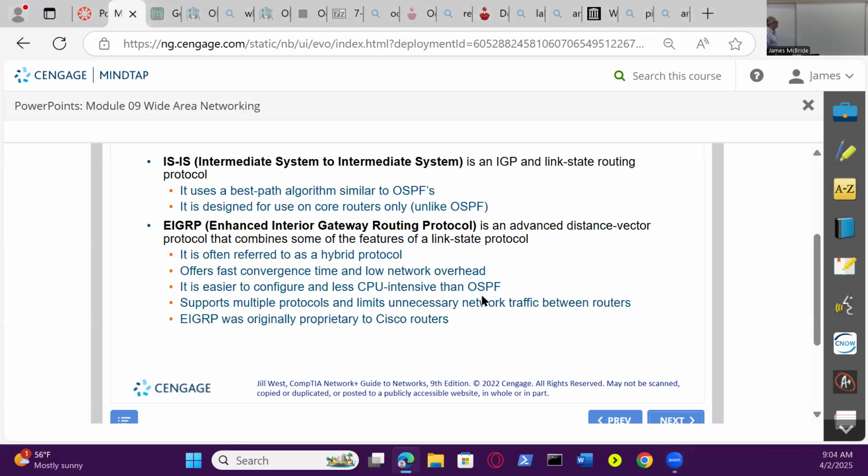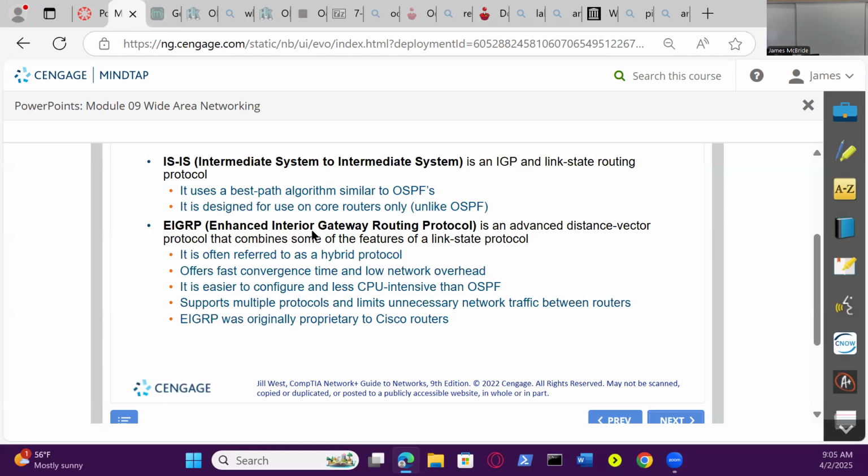Next one is Intermediate System to Intermediate System. It is also an IGP and link state protocol. Uses a best path algorithm, similar, and it is designed for use on core routers only. So in other words, if you've got a large network and you've got 7 core routers that you're dealing with, this is the protocol that you'll use for those routers talking with one another.